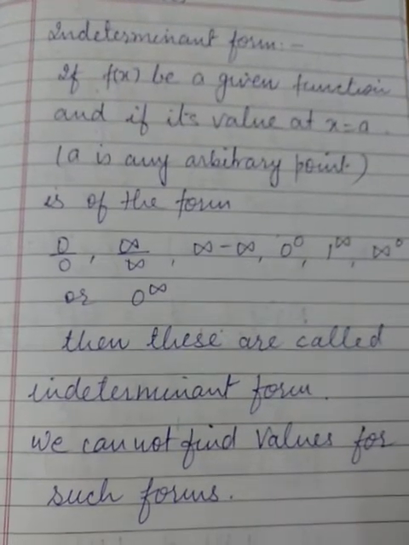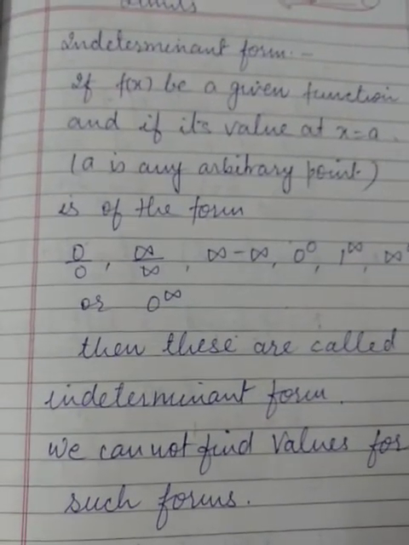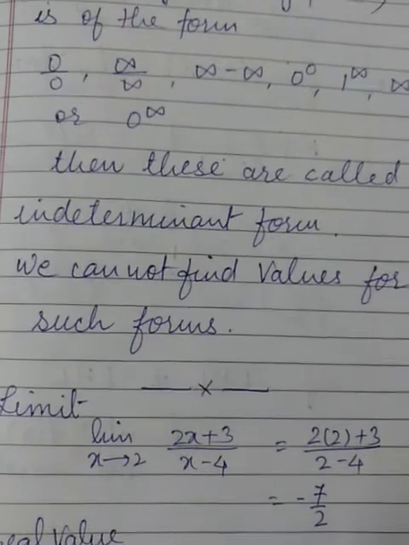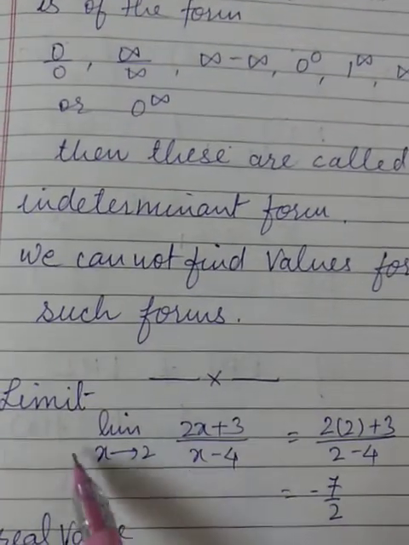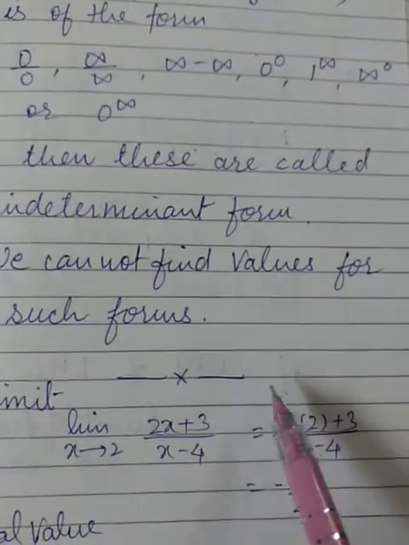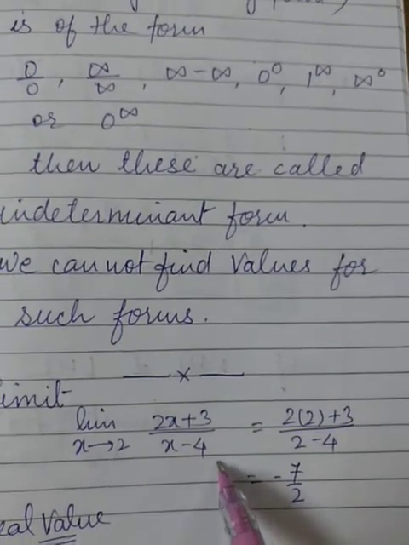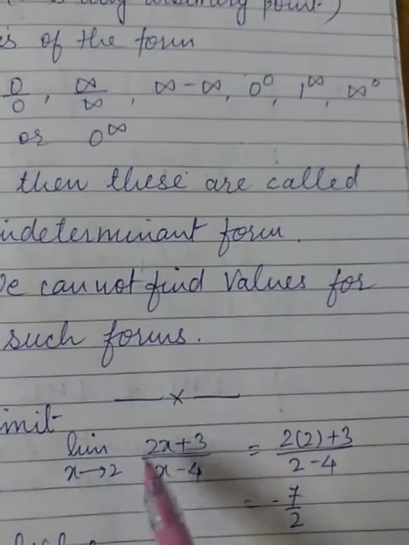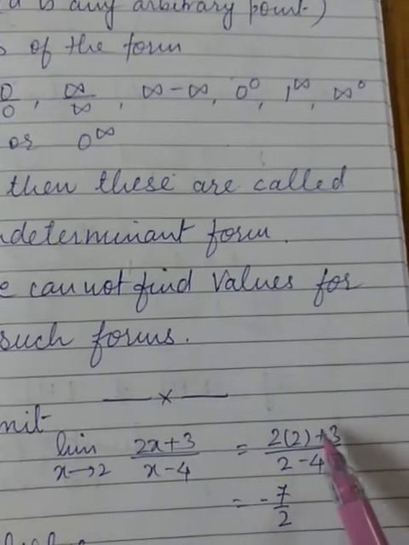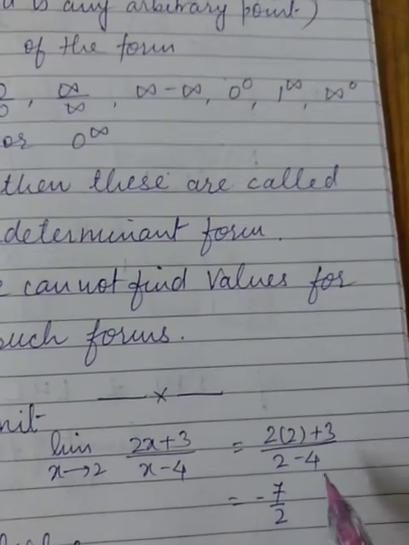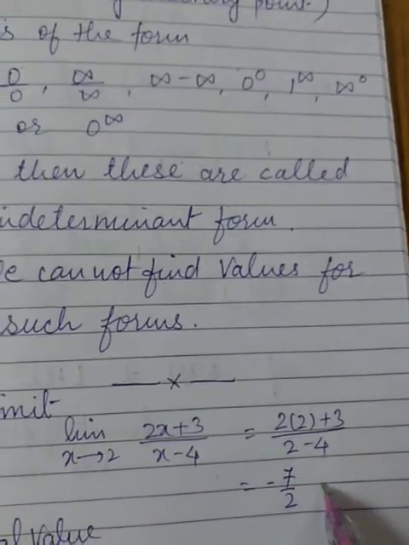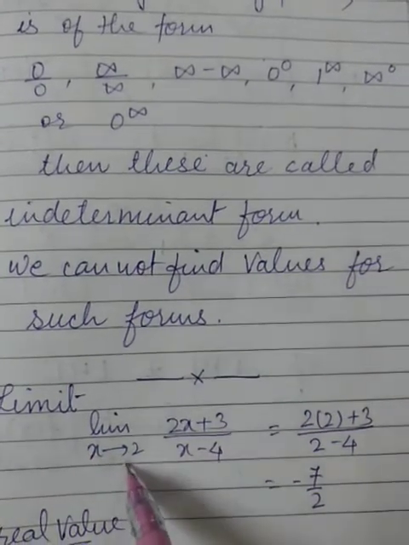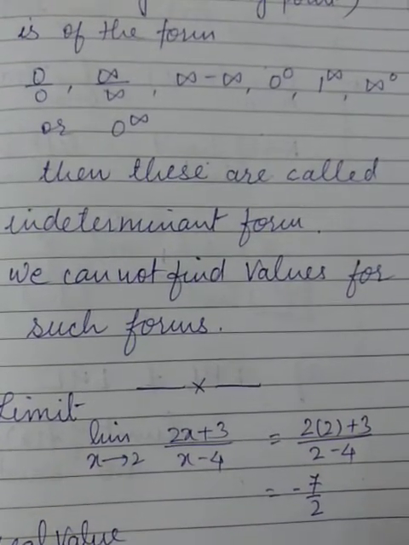So to calculate the value of the function at x equals a, we use the concept of limits. Suppose we are given a function, limit x tending to 2, (x plus 3) upon (x minus 4). Now we want to calculate the limit of this function, so we substitute x equals 2 in place of x. Now after calculating we are getting minus 7 by 2. Now we are getting a real value. Then the limit of this particular function at x equals 2 is minus 7 by 2.